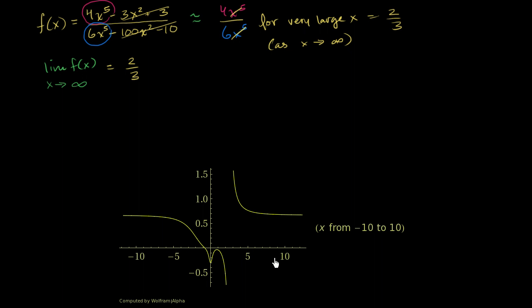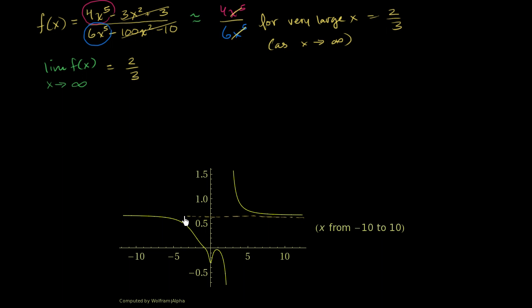So right here is the graph. Got it from Wolfram Alpha. And we see, indeed, as x gets larger and larger and larger, f of x seems to be approaching this value that looks right at around 2/3. So it looks like we have a horizontal asymptote right over here. Let me draw that a little bit neater. We have a horizontal asymptote right at 2/3. So let me draw it as neatly as I can.